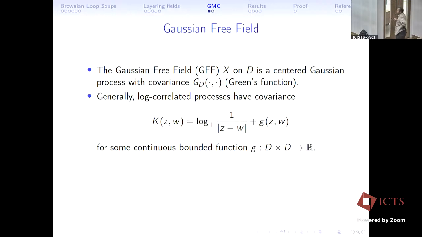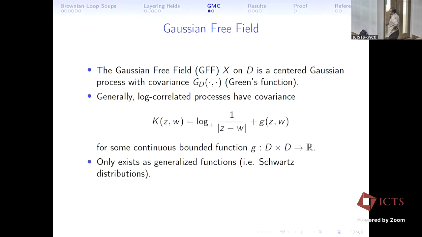It's the Green's function. And so it's a log-correlated process, and generally a log-correlated process has covariance like this: log of 1 over |z minus w|, plus a bounded term g(z, w). Just note that this blows up when z and w become closer. So the Gaussian free field only exists in the distributional sense. It is not pointwise defined.